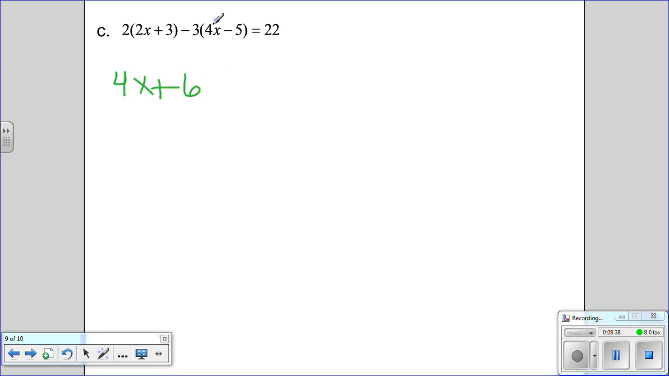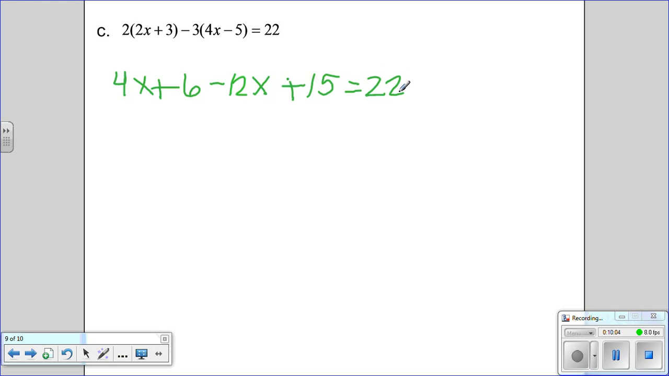So negative 3 times 4x gives us negative 12, so we should subtract 12x. And then here you've got negative 3 times negative 5. That's how I think about those subtraction signs. And then I know my answer is positive 15, so I'm going to add 15. Okay, and we know that that equals 22.